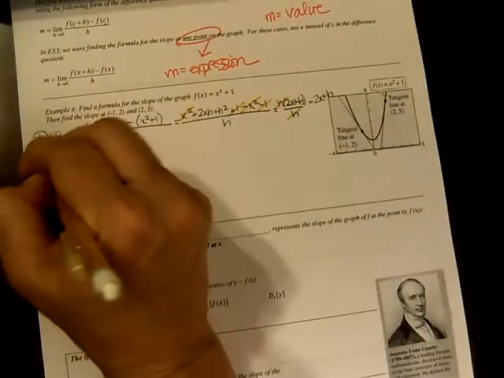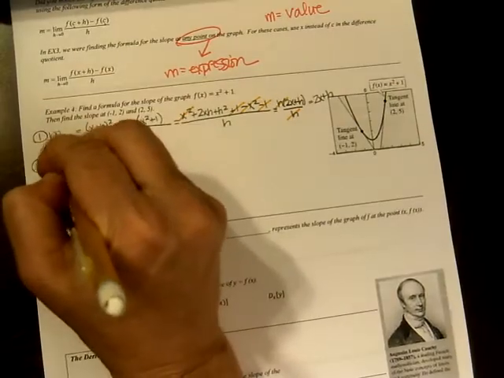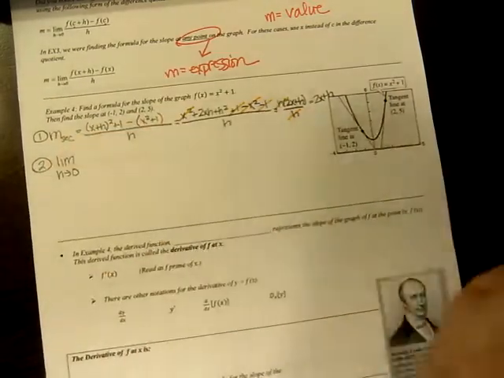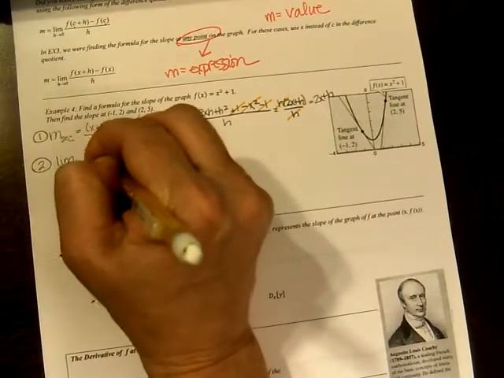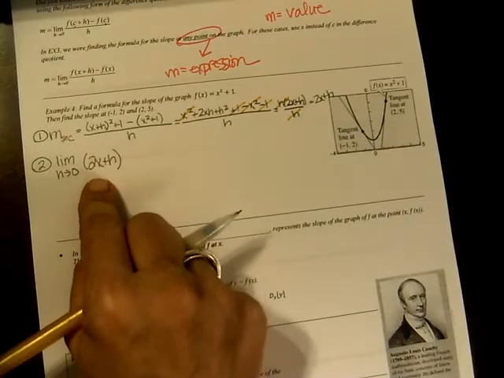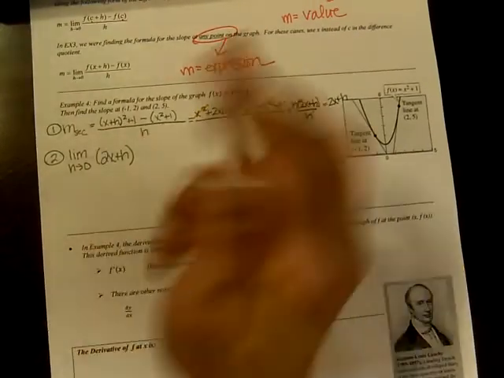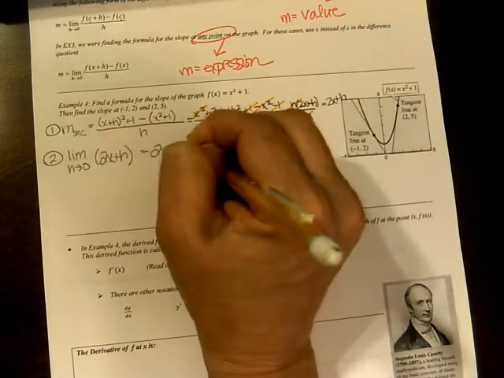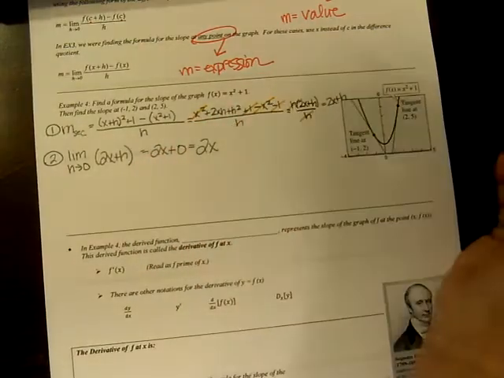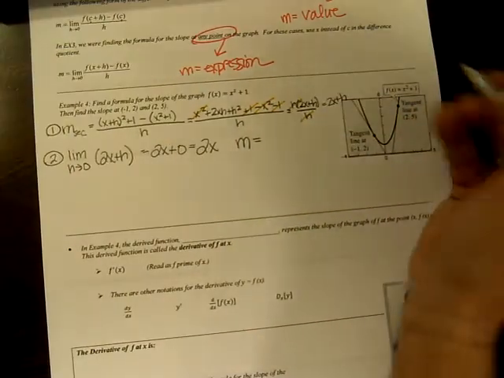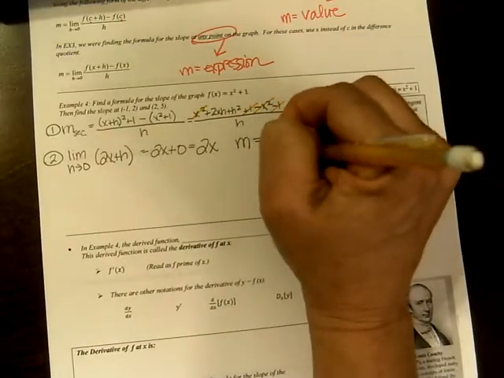Then those h's cancel, so I have the slope of the secant line being 2x plus h. So then technically, to find the slope of the tangent line, I'm going to take the limit as h goes to 0 of 2x plus h, and this is a form that we can use direct substitution. So I'll just say that's 2x plus 0, which is 2x. So that means my slope of the tangent line is going to be 2x.